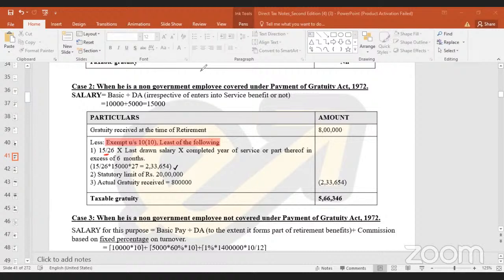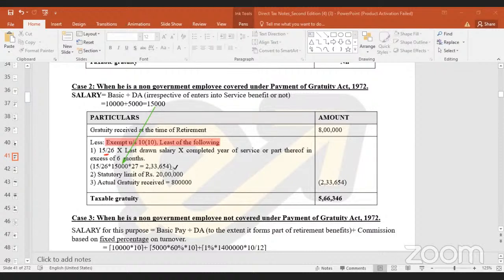What is the last drawn salary figure? We have worked it out just now. It's going to be 15,000. 15 by 26 into 15,000. Completed year of service, as we have discussed, is 27 years. It's going to be 2,33,654. Next one, statutory limit.